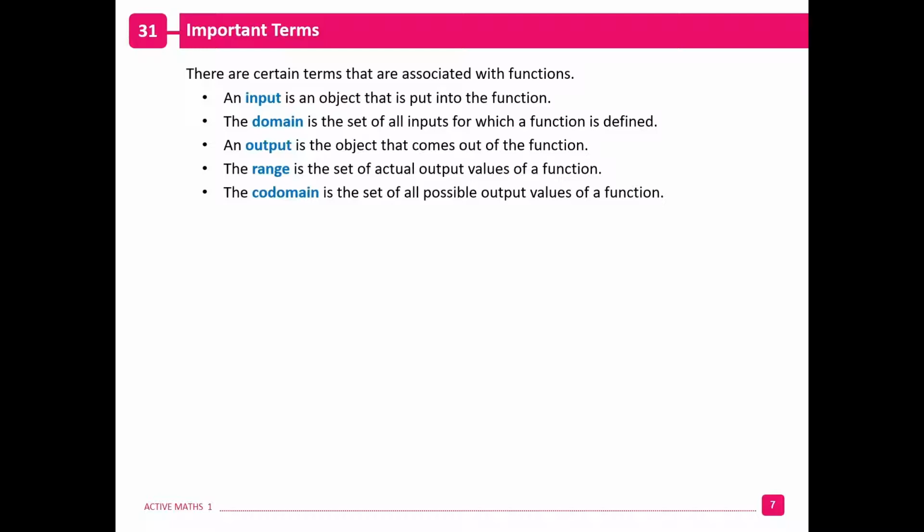But once we have actually conducted our function, we might only have 5 outputs to match the 5 inputs that we put into our function. So the 5 results are the range, the actual outputs, whereas the codomain was the set of natural numbers. So the codomain will always be either the same size as the range, the same amount of outputs, or it will be larger.